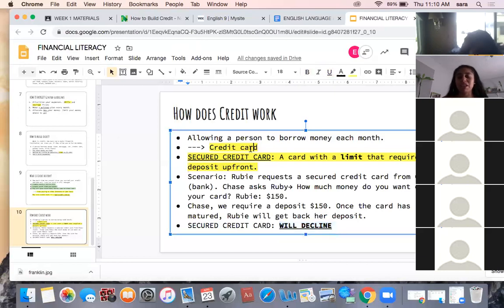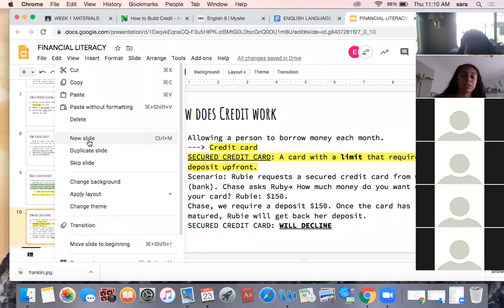I went to my bank, got a secured credit card. I got it for $300 because that's how much money I wanted every month. And so that's my limit. I don't think it's ever been declined because I've always not spent $300. But if I were to spend more than $300 and pass it, it won't go through. It'll decline. Okay, so that's what a secured credit card looks like.